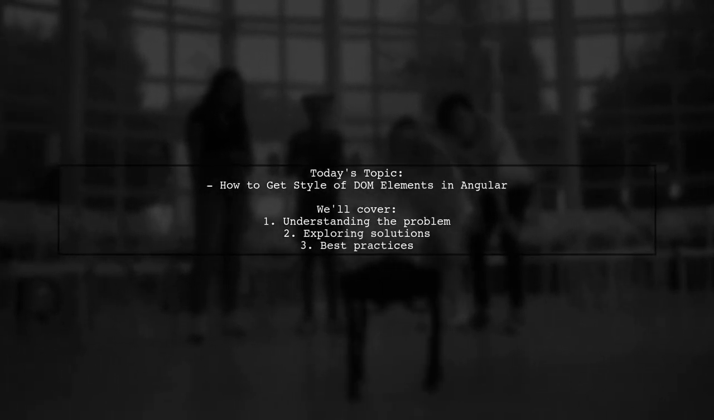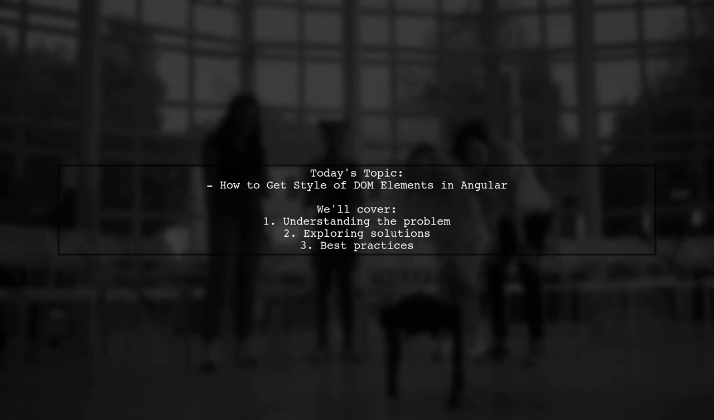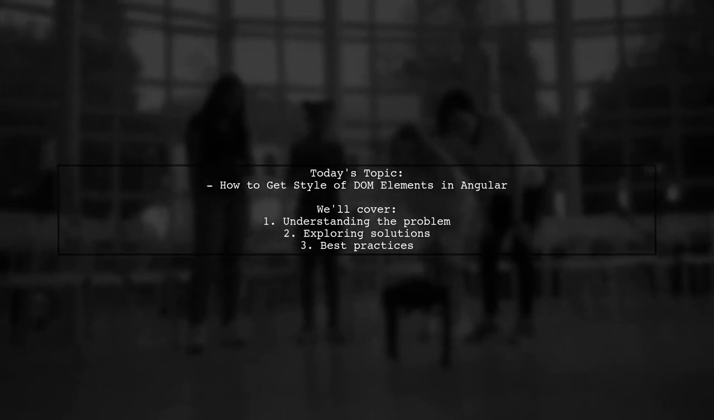Today, we're tackling a question that many developers encounter when working with styles in Angular. Our viewer wants to know how to get the styles of DOM elements, specifically how to retrieve the rendered width and height of an element without setting them manually. Let's dive into the details of this intriguing challenge.